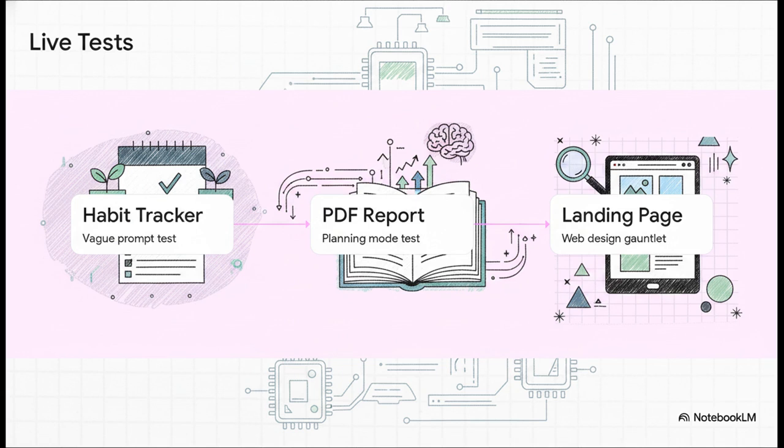First, a super vague prompt to build a full-stack habit tracker app. No planning mode allowed. Second, a heavy research task using planning mode to generate a PDF on AI trends. And third, a pure web design gauntlet to build a premium landing page. Let's see who actually came out on top.